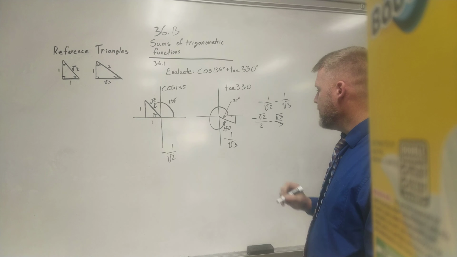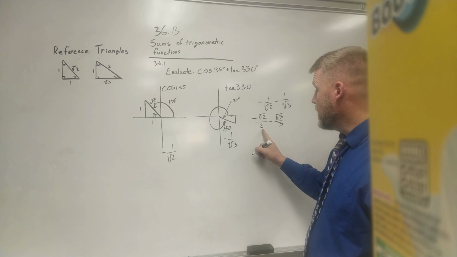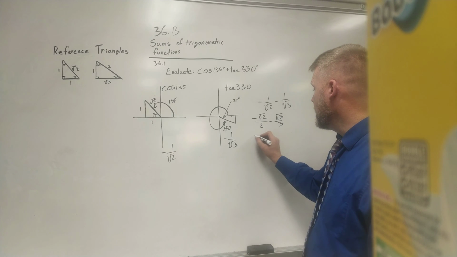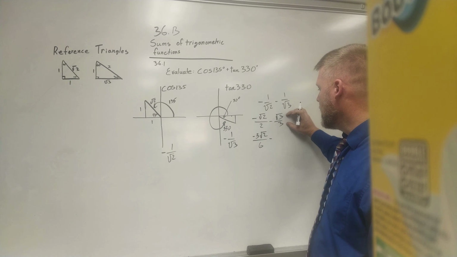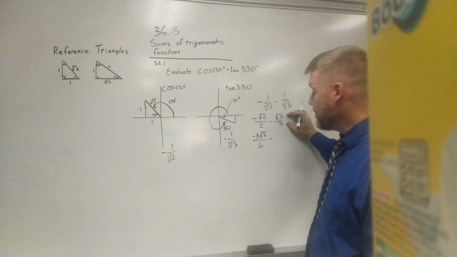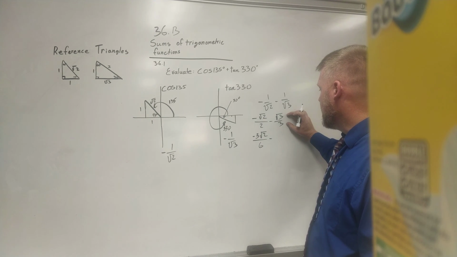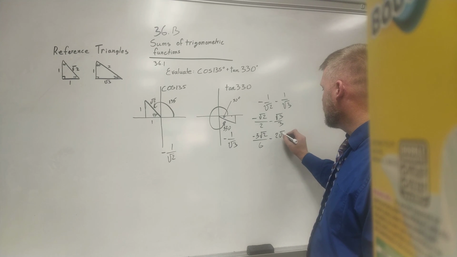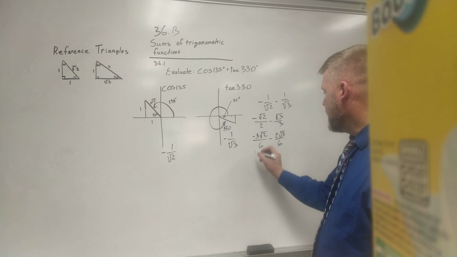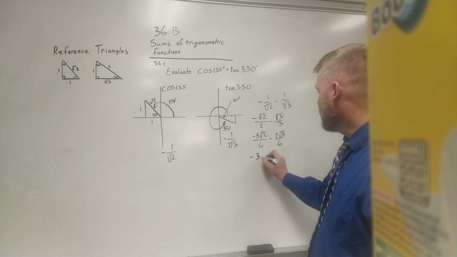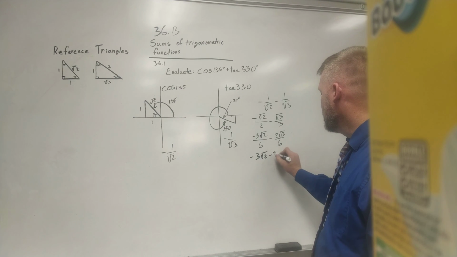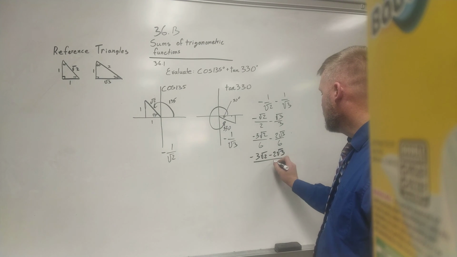I need a common denominator here to do this. My common denominator is going to end up as 6. In order to get this to be 6, I multiply the top and the bottom by 3 and get negative 3 times the root of 2 over 6, minus, I need a common denominator here, so I multiply the top and bottom by 2 and get 2 root 3 over 6. I can now combine these and say negative 3 root 2 minus 2 root 3 over 6.